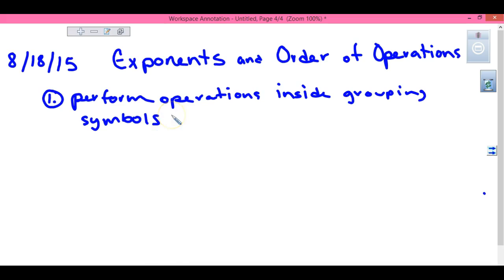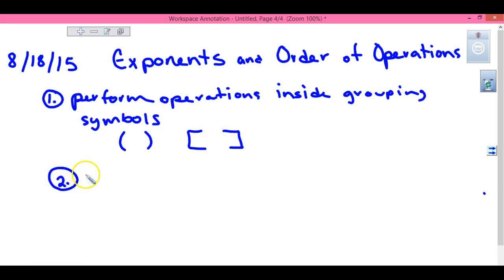What is a grouping symbol? Anybody? Parentheses. What else counts as a grouping symbol? Yes, ma'am. Brackets. These are good examples of grouping symbols.